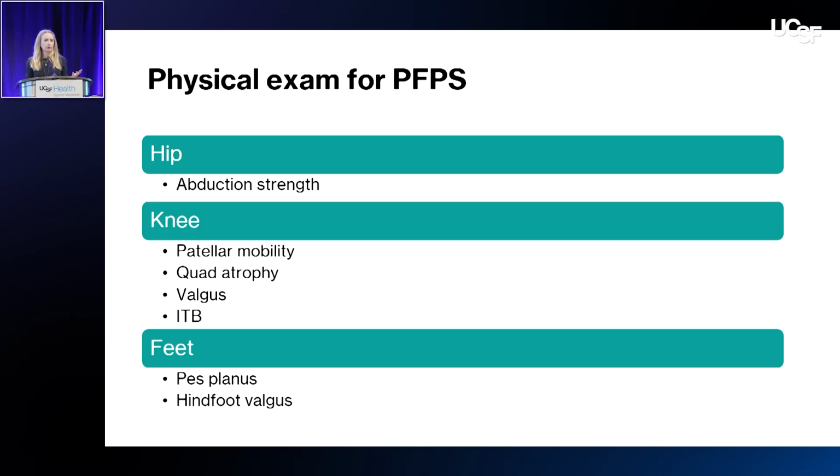So when we think about the physical exam, which Dr. LaRoque is going to demonstrate, when we think about this for patellofemoral pain, these are really the keys. You're really trying to figure out, okay, what's the biomechanical problem that's causing this for this patient? Do they have weak hip abductors? Do they have quad atrophy? Do they have flat feet? And these are obviously modifiable risk factors.